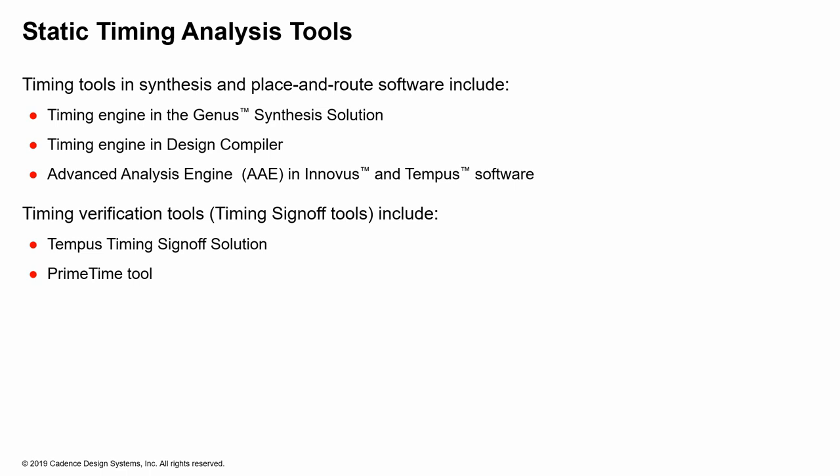You also have the timing verification tools, which provide the final sign-off after the design is synthesized or placed and routed. These timing verification tools typically sign off on all the different timing checks and all the constraints, whether the design is meeting the specifications or not. The timing engines in synthesis and place and route often try to calibrate themselves to make sure that they correlate well with the timing verification tools.